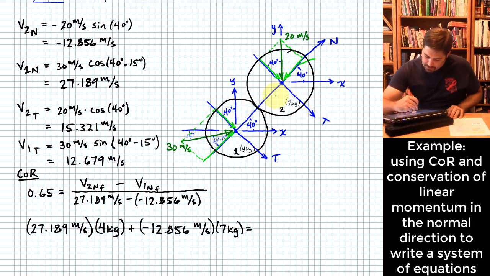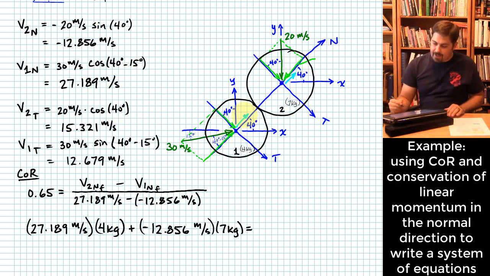I'm assuming there that both for 2 as well as for 1, we are going in that kind of positive normal direction in both of those cases. Okay, and I get the difference by taking that difference right there.